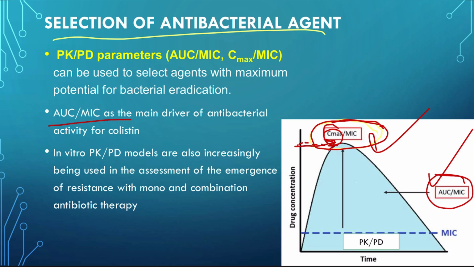As you can see here, the main driver for antibacterial effect is AUC by MIC and Cmax by MIC. So it was used in the case of drugs like colistin, which was later used for the treatment of bacterial infection in critically ill individuals. Also, PKPD modeling helps us find the patterns of development of antibacterial or antimicrobial resistance against mono and combination antibiotic therapy.